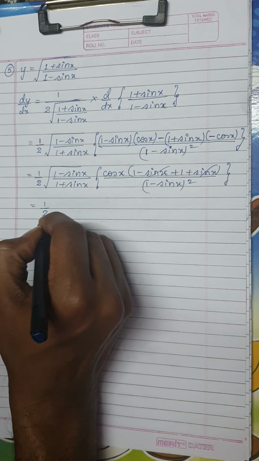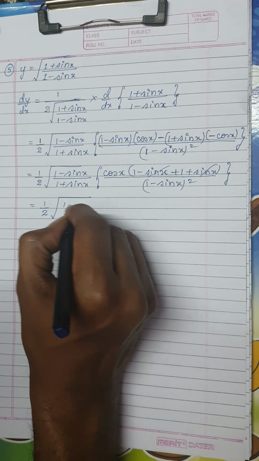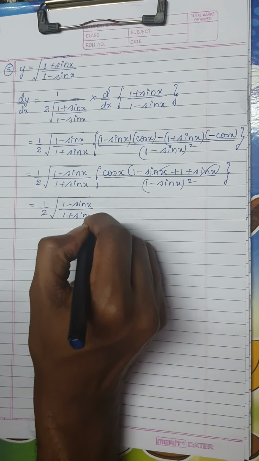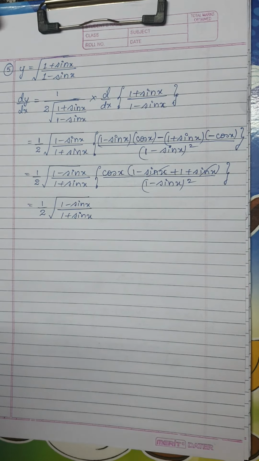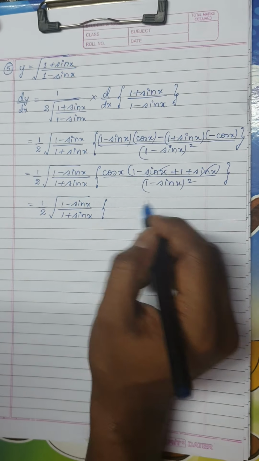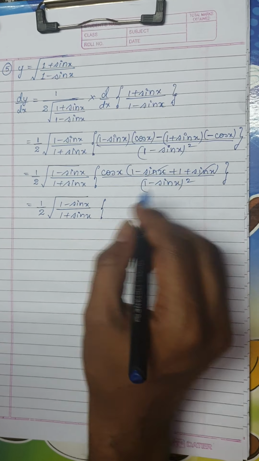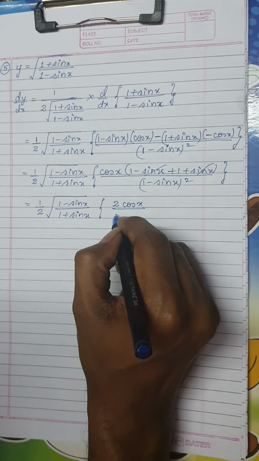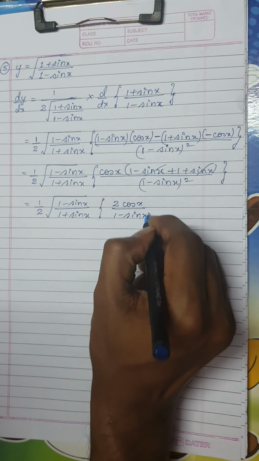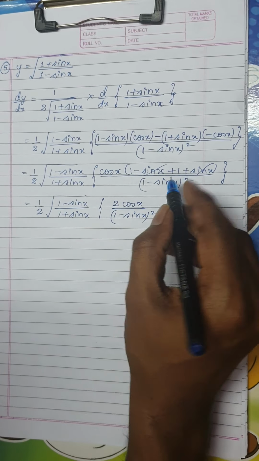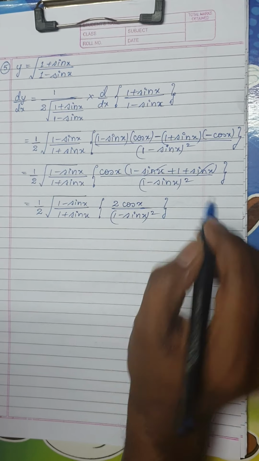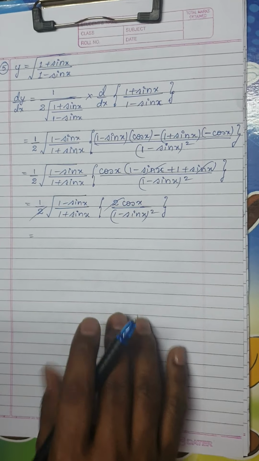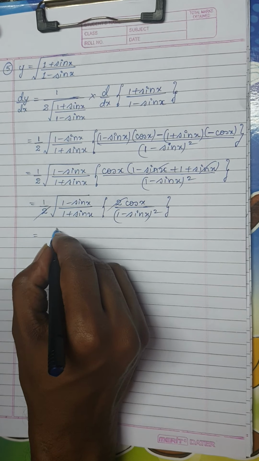So this is nothing but half into root of (1 minus sin x) divided by (1 plus sin x). Okay, into, now this is 1 plus 1, that is 2. So it becomes 2 cos x divided by (1 minus sin x) whole square. Remember, it's (1 minus sin x) whole square. Now this 2 and this 2 get cancelled in the numerator and denominator. So we are just left over with the final answer.